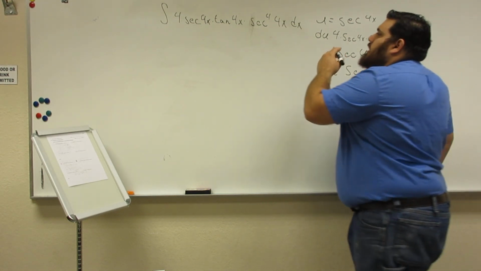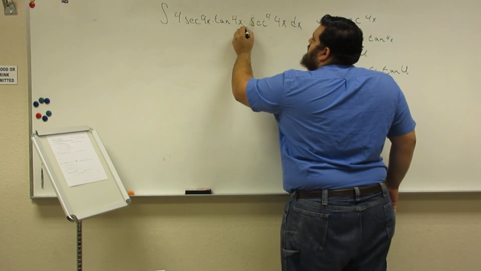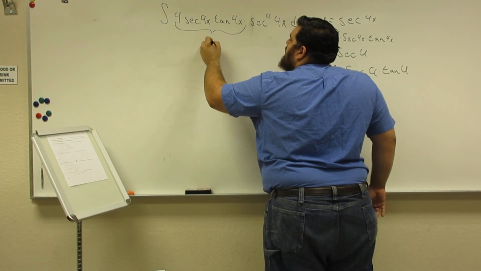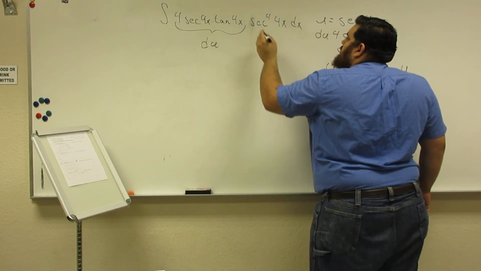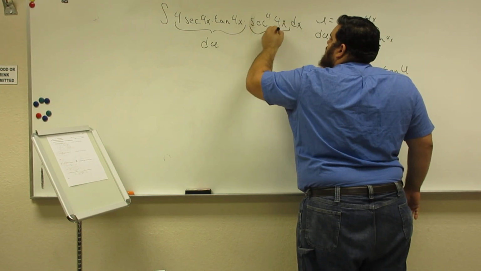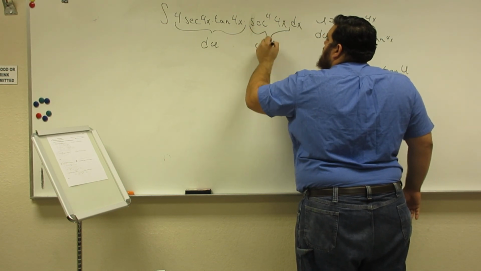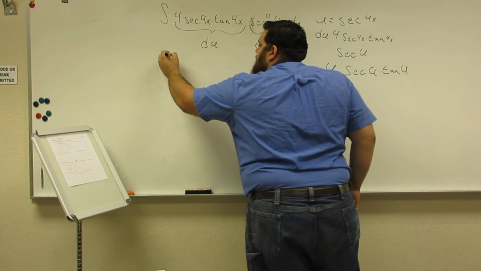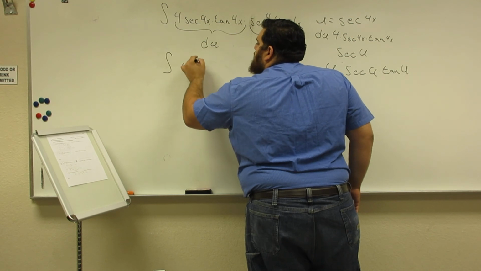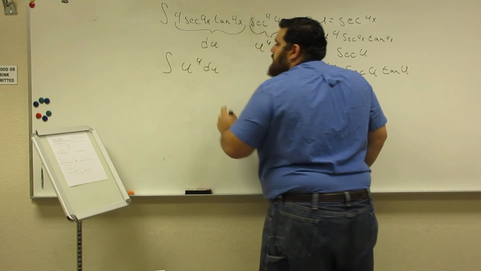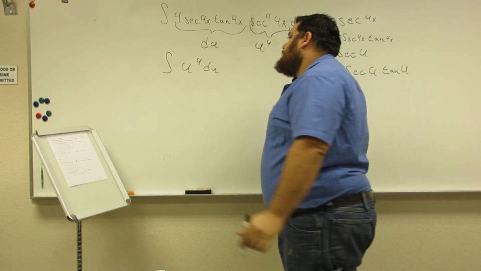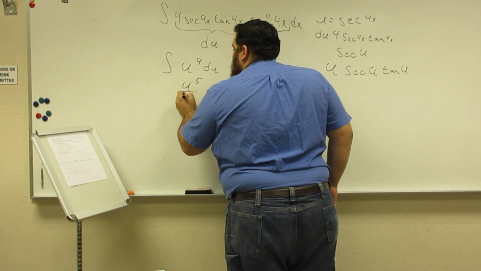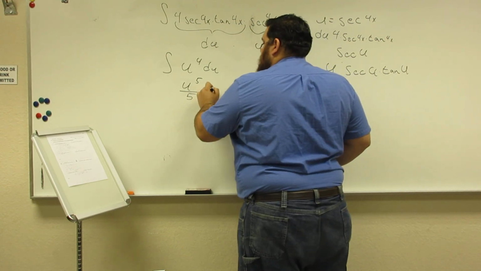Okay? So now we come here, we see that this big lump is simply our du value, and in here we have u raised to the 4th. So then this big problem simply becomes u to the fourth du, which again, we can use the power rule, simplifying that down to u to the fifth over 5 plus c.